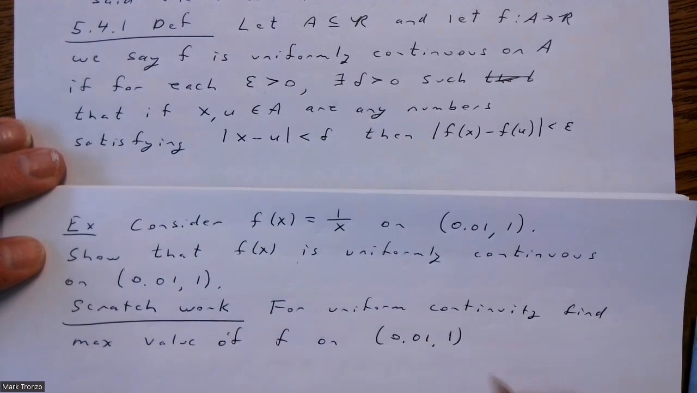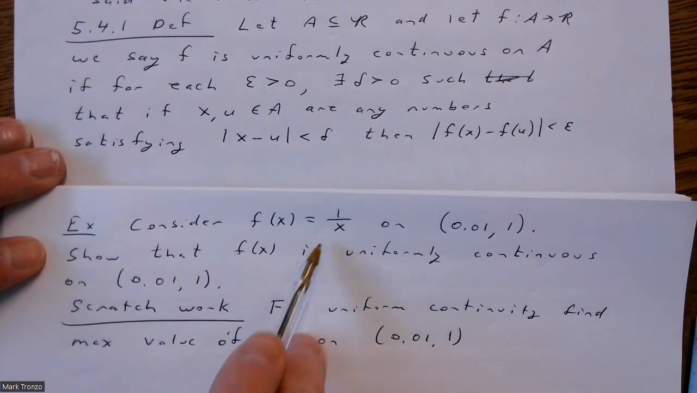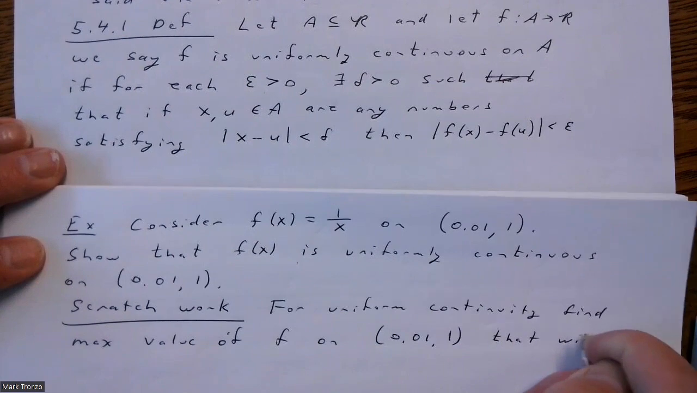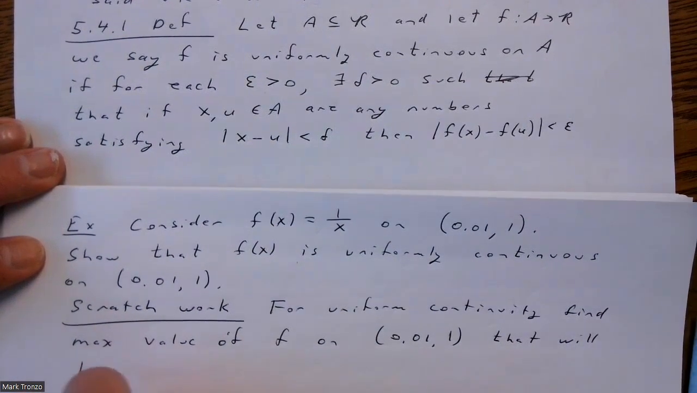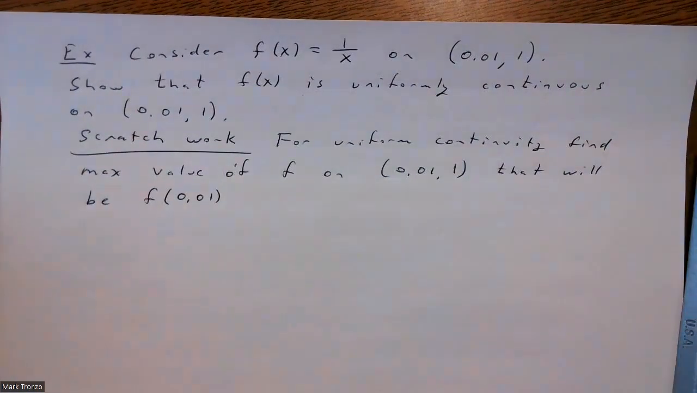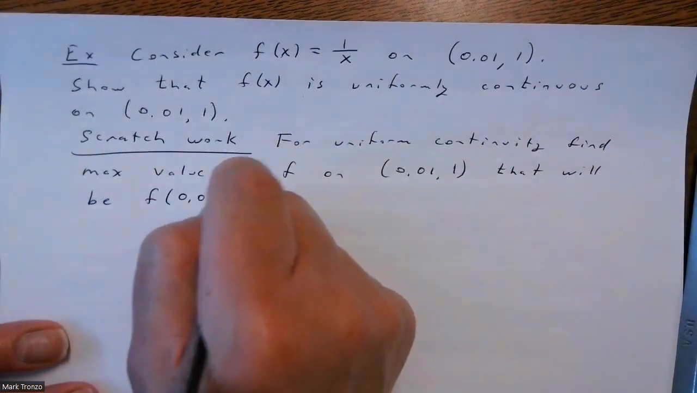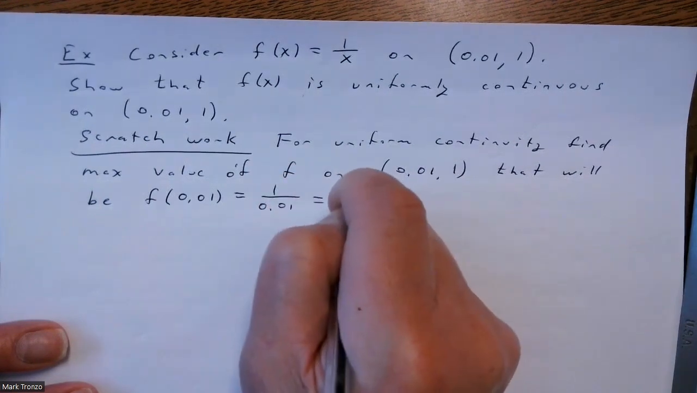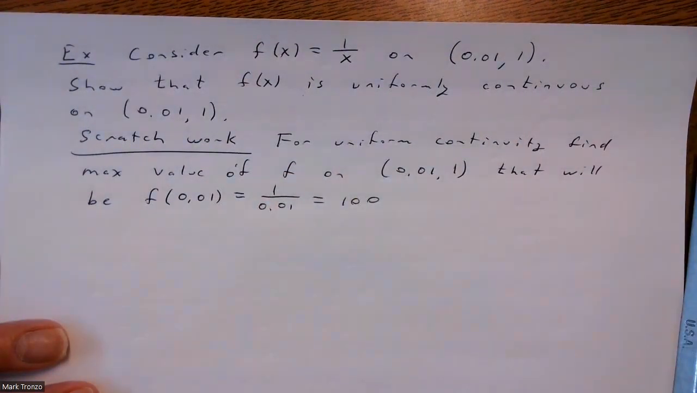You might want to think about that, and of course, since 1 over x is decreasing, it gets smaller as x increases. So the largest value will be f at 0.01, which is going to give us the largest value on the interval. That's going to be 1 over 0.01, which is 100. So keep that in mind.